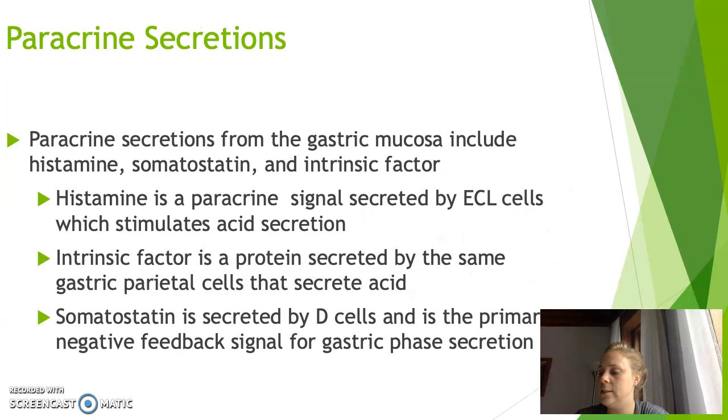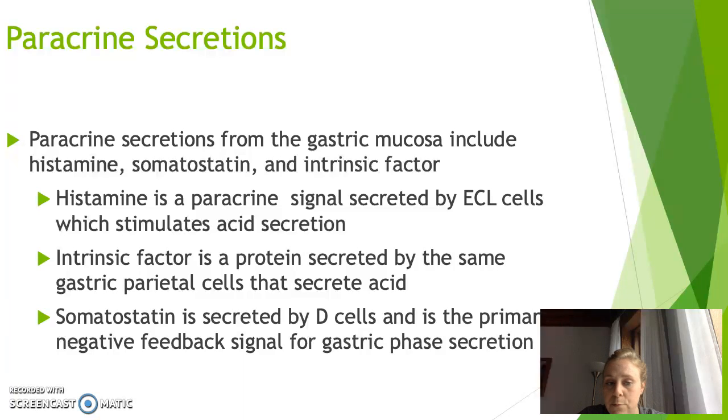So paracrine secretions from the gastric mucosa include histamine, somatostatin, and intrinsic factor. Histamine is a paracrine signal secreted by the ECL cells in response to gastrin or acetylcholine stimulation. It diffuses to its target, which is the parietal cells, and stimulates acid secretion by combining with H2 receptors on the parietal cells. H2 receptor antagonists, such as cimetidine and ranitidine, block histamine action and are a second class of drugs which can be used to treat acid hypersecretion of the stomach.